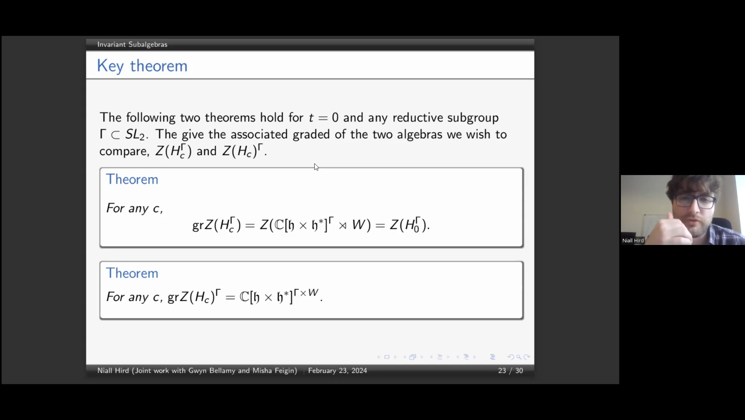Okay, and so to do that, the key is to use the associated graded. Like I said at the start of the talk, it comes up very frequently. So we've got these two theorems that really tell us what the associated graded looks like of the things that we're interested in. So the first one tells us what the associated graded is of the center of the algebra of invariants. And the next one tells us what the invariants of the center of that subalgebra look like.